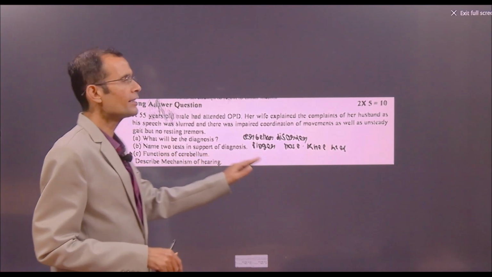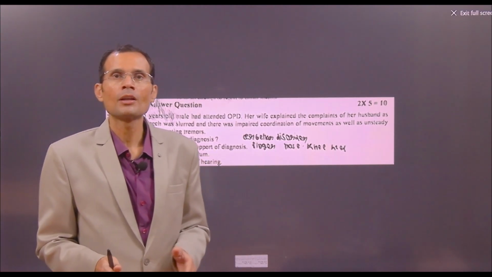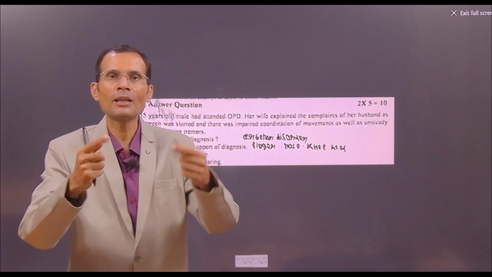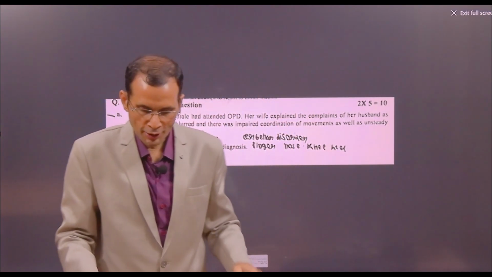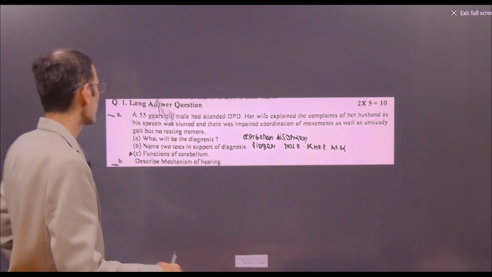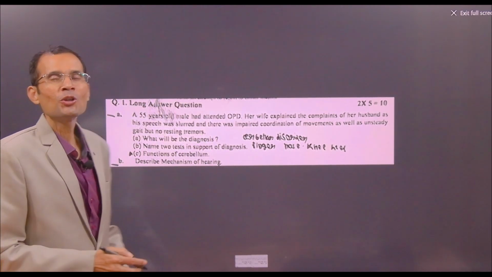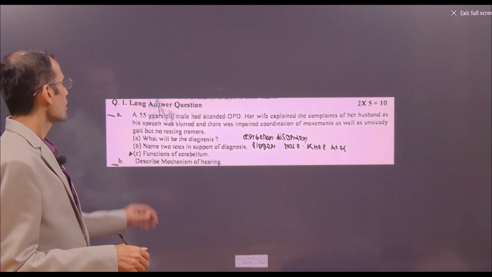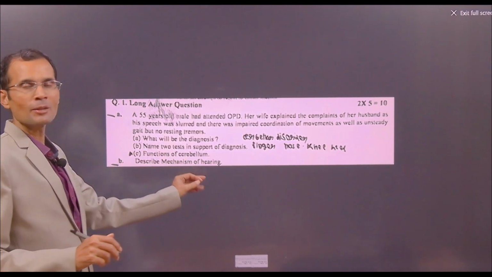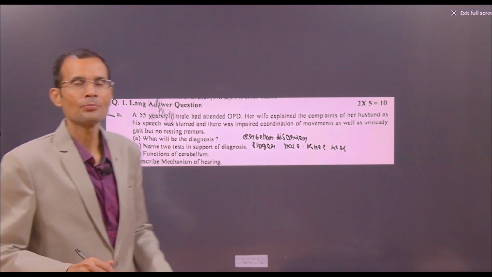Name two tests in support of diagnosis. Test in the upper limb, test in the lower limb, you know it, and the Romberg's test, of course, don't forget that. Oh, what is the third question? Functions of cerebellum, that's the third question.